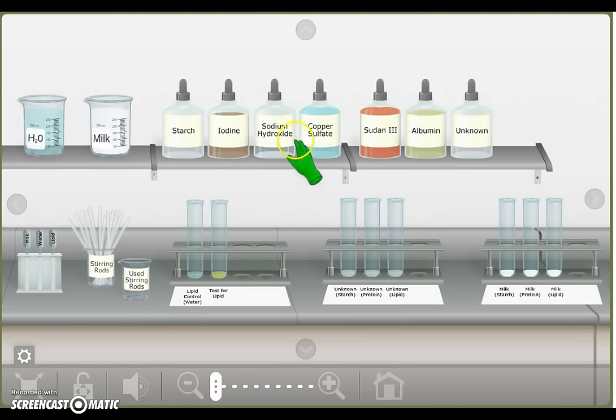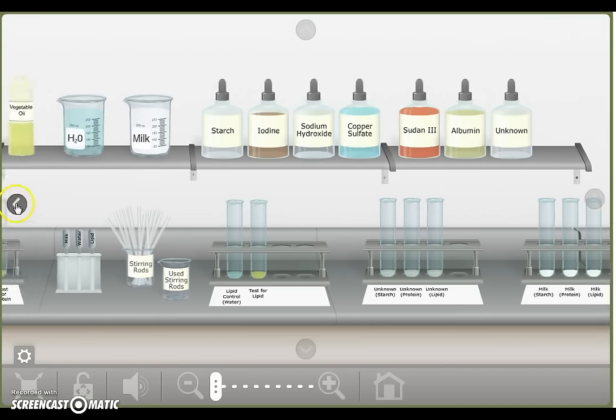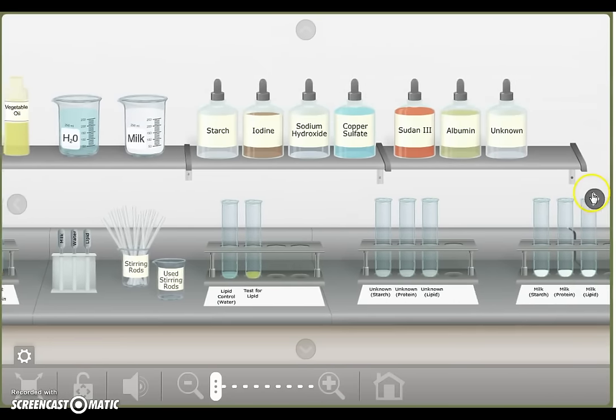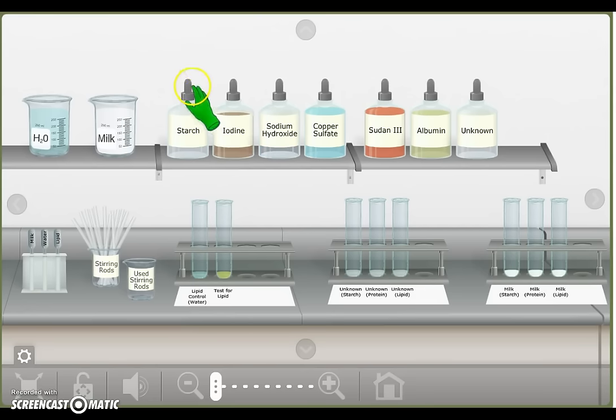Where you're going to test it. We already have our controls. Remember, our controls are over here. If it's a starch, it's going to turn purple. If it's a protein, whatever color is in your test for protein, and whatever is in the test for lipid. So you're going to put in starch, let's say, for the unknown. I just messed that one up, so that's why we can go through and do another lab. I can start from scratch, which is really good.